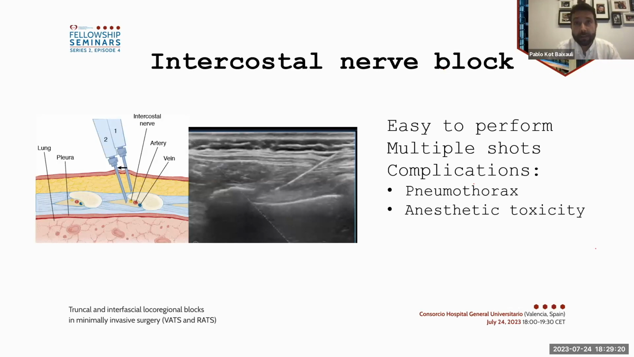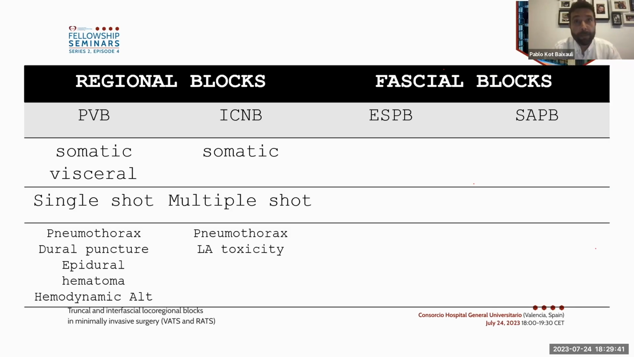The intercostal nerve block is performed by depositing the local anesthetic under each rib. It is an easy technique to perform, but requires multiple shots. Complications such as pneumothorax are rare. However, the rapid and high absorption of the area can cause local anesthetic toxicity. So the main features are only somatic analgesia, multiple punctures, and the most frequent complications such as pneumothorax and local anesthetic toxicity.